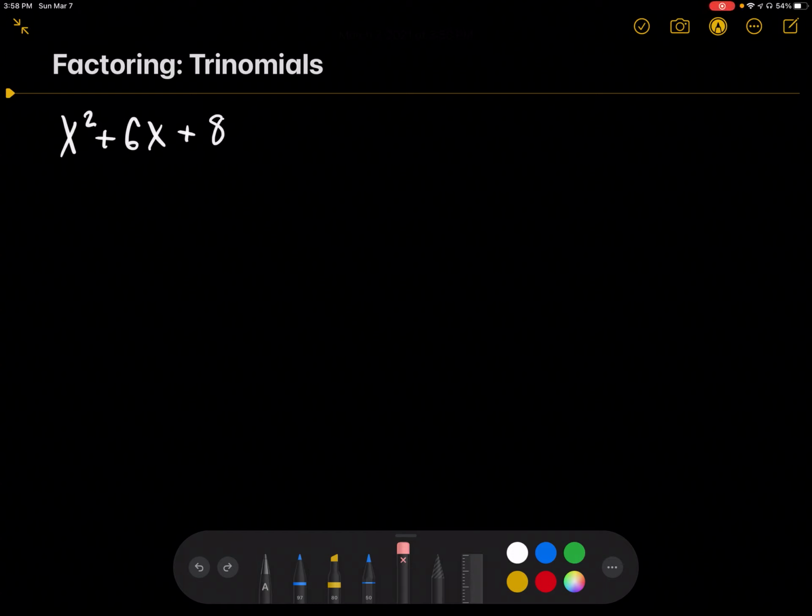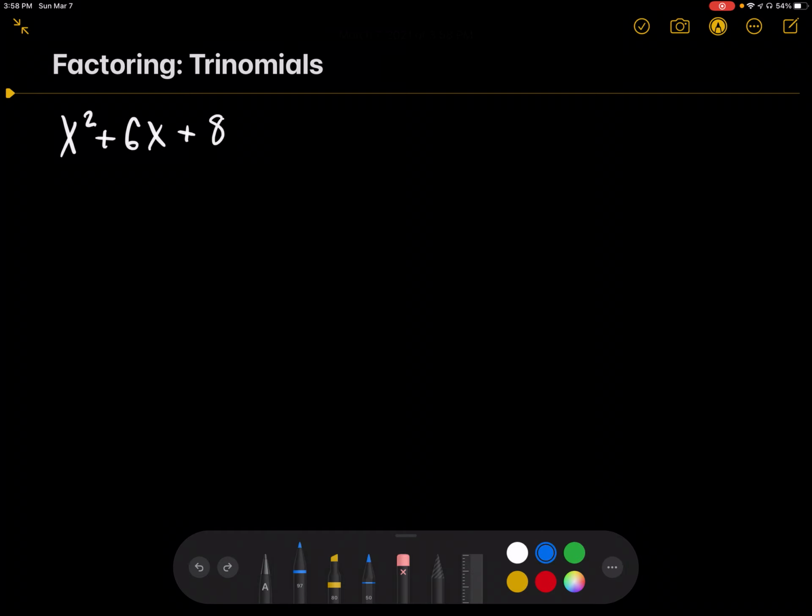Alright, hey everyone, this is going to be the video on factoring trinomials. I think factoring trinomials, the way I'll show you, is probably the thing you'll use most when factoring. This is what I think of when I think of factoring something. So let's get right into it.